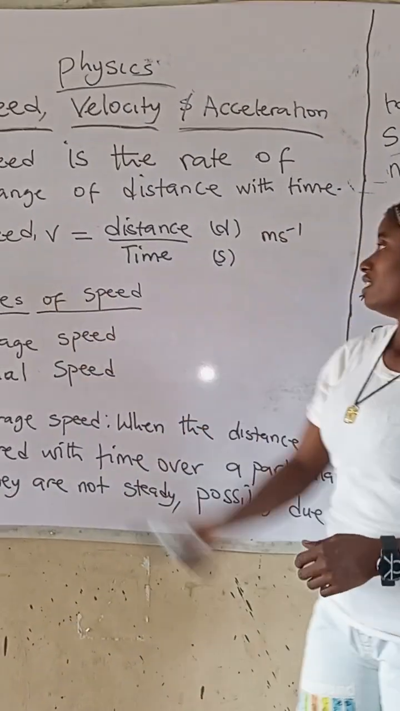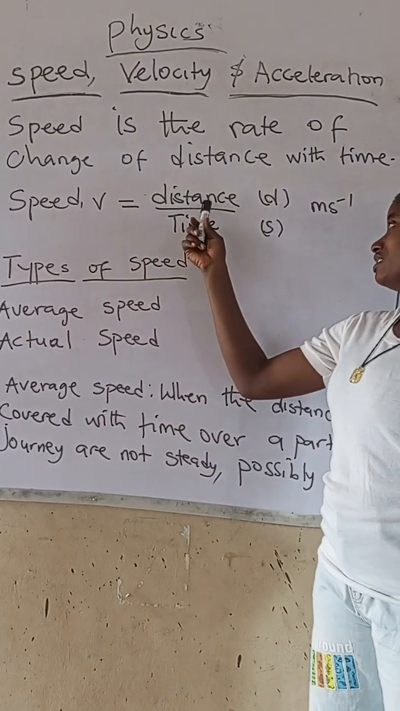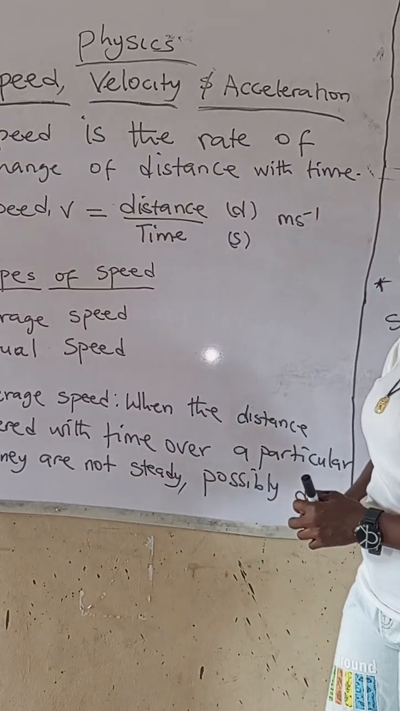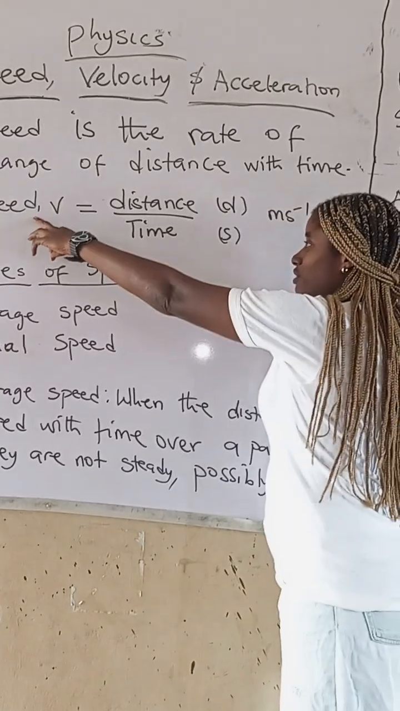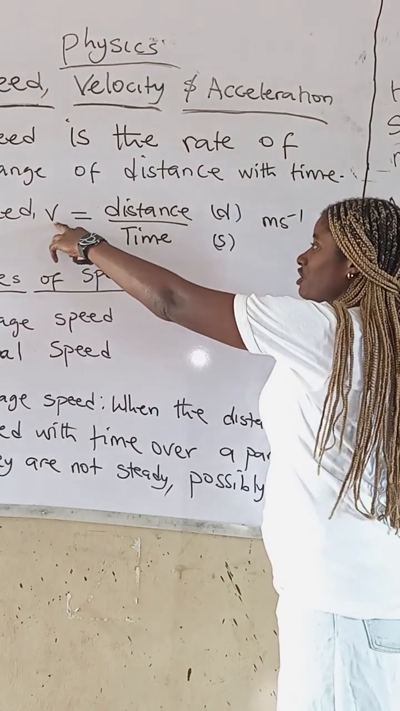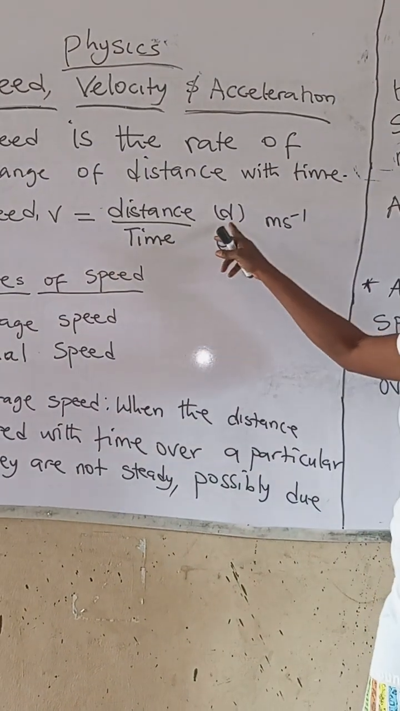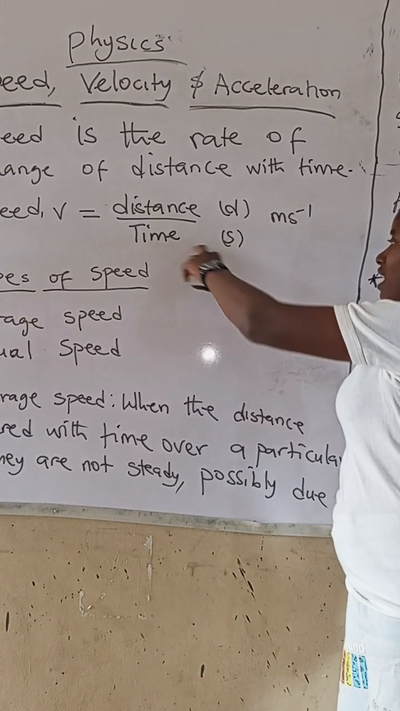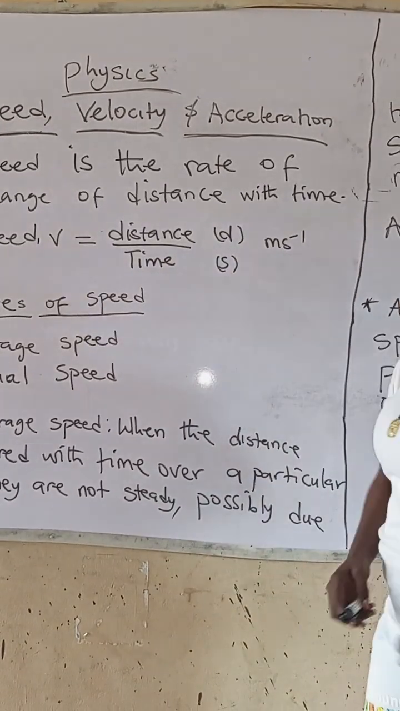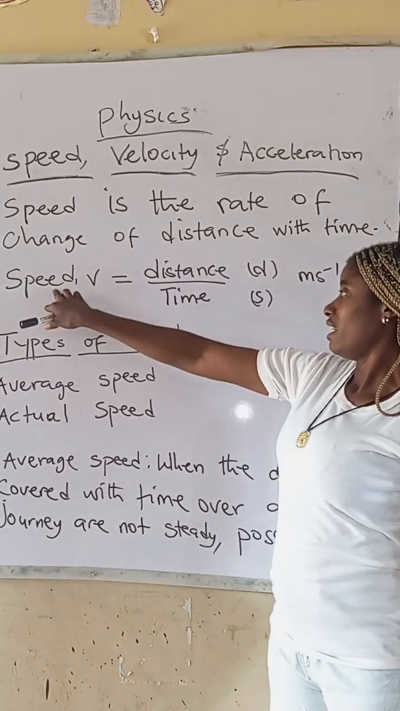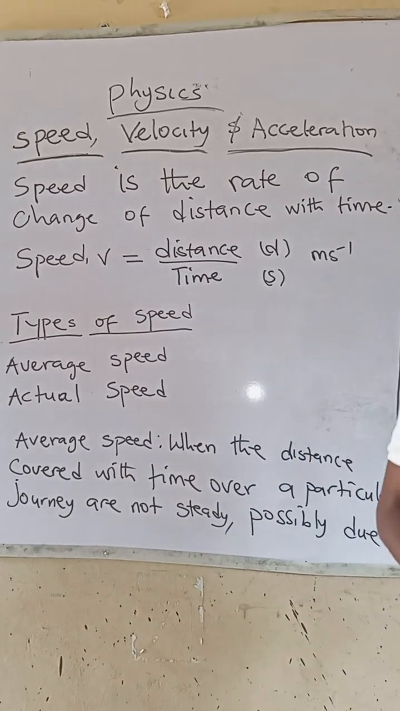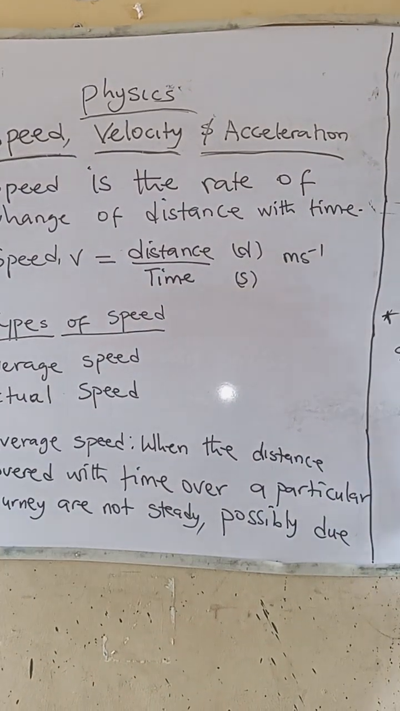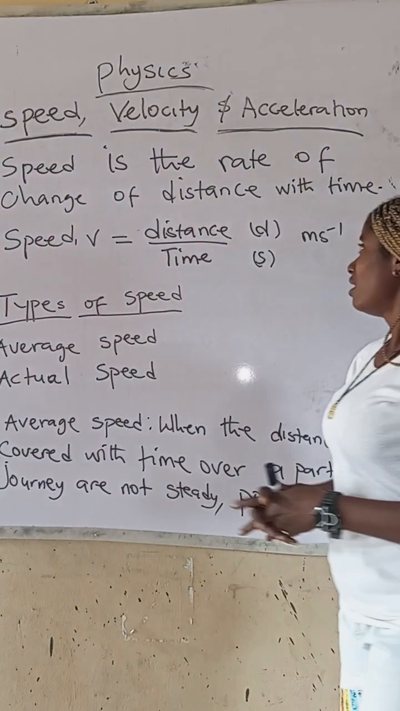From our board, speed is equal to distance all over time, and you can also represent the speed with v, the distance with d, and our time with t. And the unit of speed is meter per second.